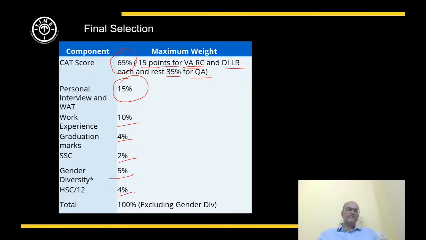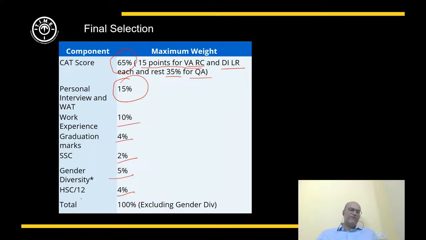Girls and transgenders had 5% weightage. But do keep in mind, this is excluding gender diversity marks. So I'm writing in terms of percentage, but let's look at it in terms of points. If there are 105 points, out of those, 100 points will be for the other factors, 5 points for girls. That was done to encourage diversity in their batch.